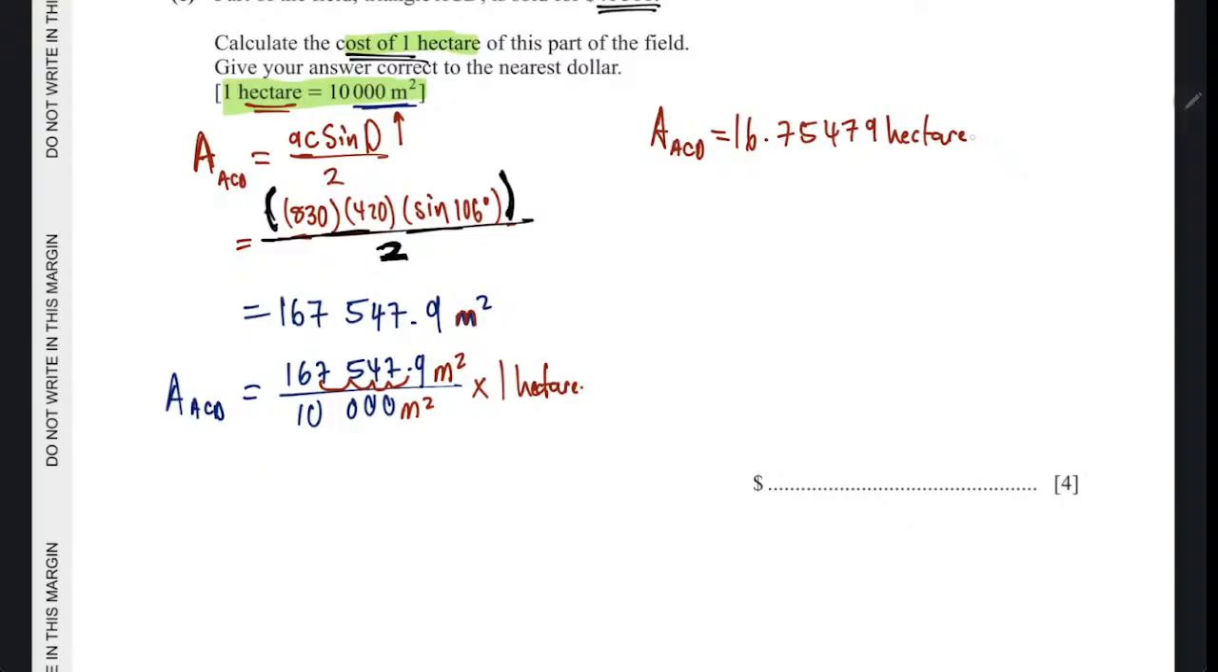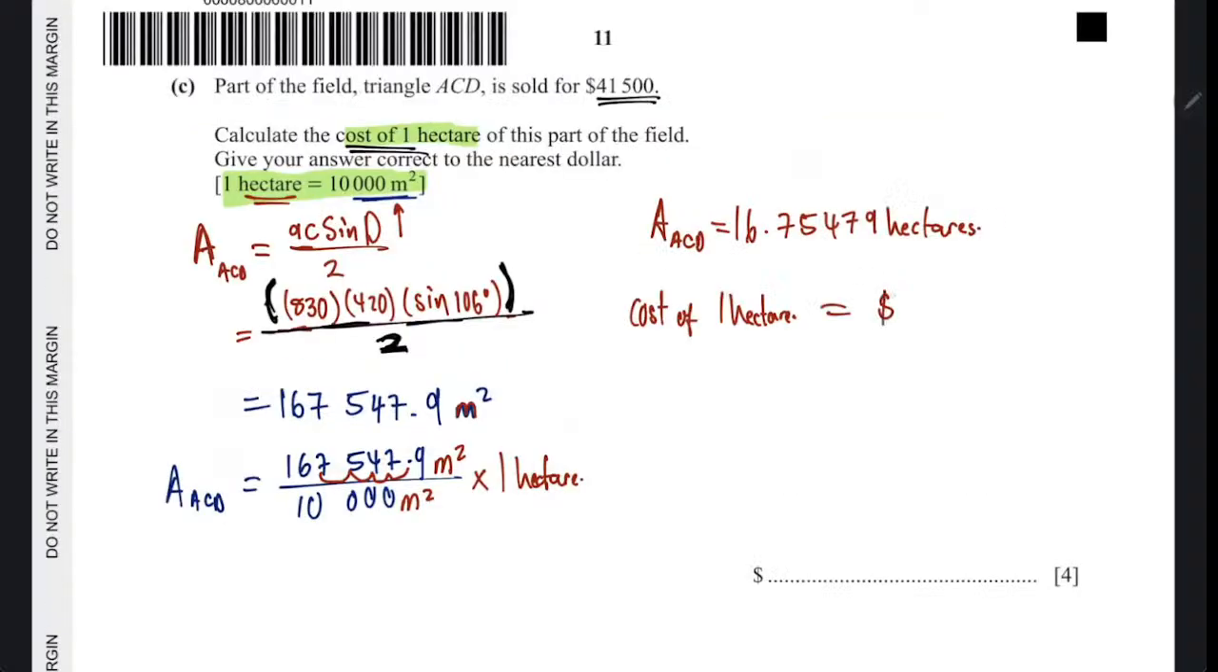Now, remember, you want the cost per hectare, which means the cost of 1 hectare, which means you are dividing by hectares. So I want you to say 41,500 divided by 16.75479. What do you get? So that we get the dollars per hectare. What is the answer here?